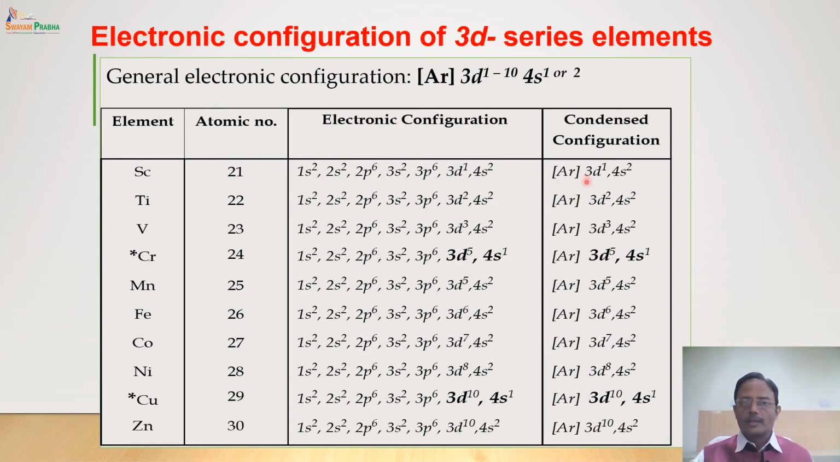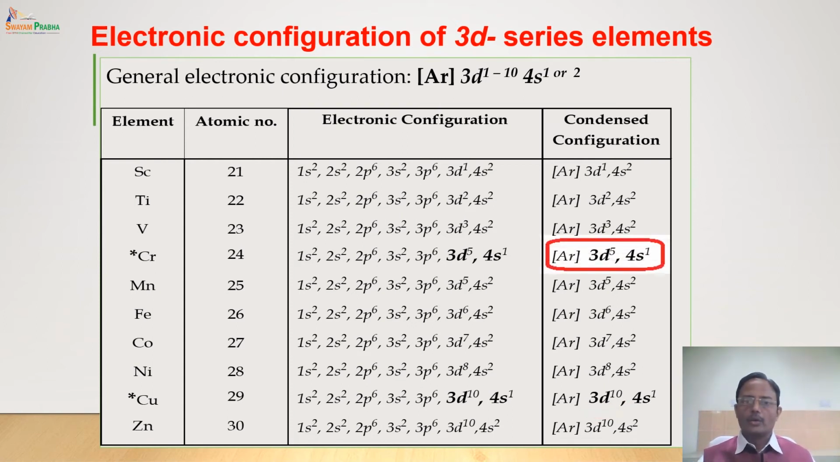Now if we observe this electronic configuration carefully, the next successive electron is always going to the d subshell. So 3d1, 3d2 titanium, 3d3 vanadium, but in chromium there is an anomaly. It should have 3d4 configuration, but actually it has 3d5. Similarly, manganese is as per rule 3d5, then 3d6 iron, cobalt is 3d7, nickel 3d8. Again there is an anomaly in copper. It should have 3d9 configuration, but actually it has 3d10.